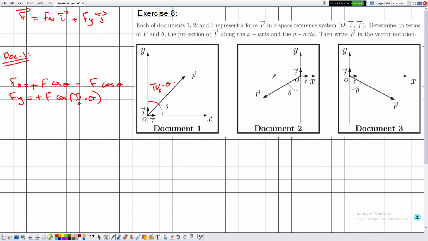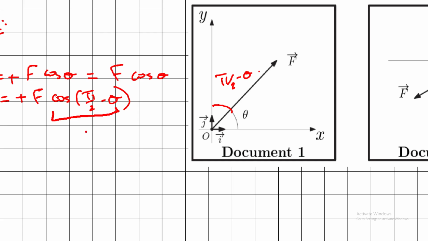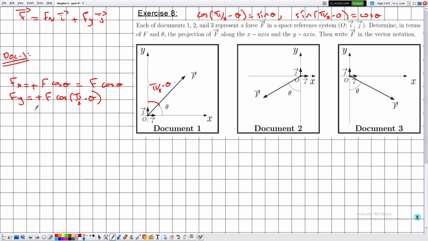Now the first relation that you are interested in is that cosine of pi by 2 minus theta is equal to sine theta. And the second one is that sine of pi by 2 minus theta is equal to cosine theta. So in this case, cosine pi by 2 minus theta is equal to sine theta. So this is equal to f sine theta.